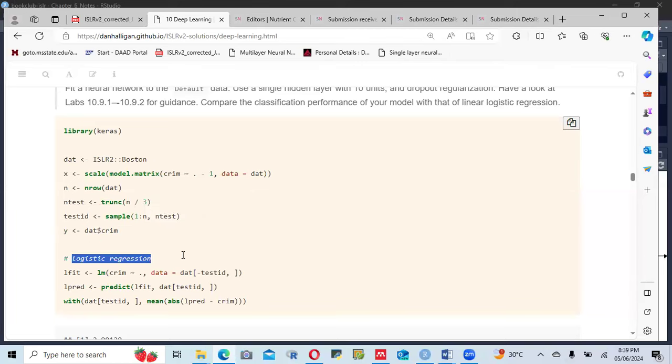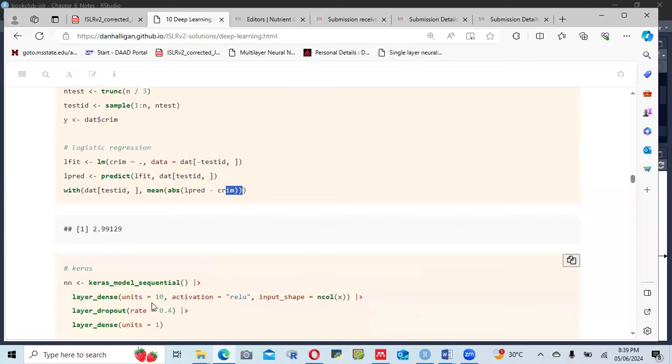Here we are fitting the logistic regression model, where we have our crime rate explained by everything, with the data being the test ID. We run our predictions. So we have, with the test ID, the mean of the absolute difference between the predicted and actual crime, which gave us 2.99199 for the logistic regression. So now we run this with Keras.